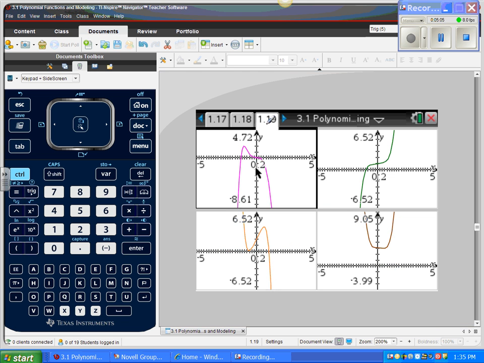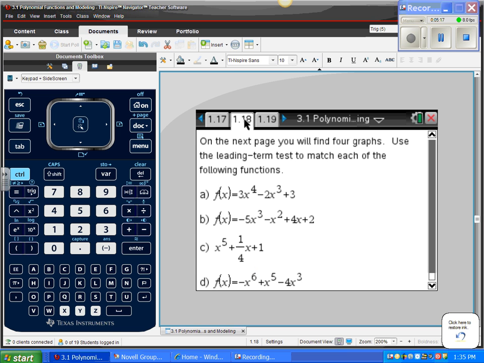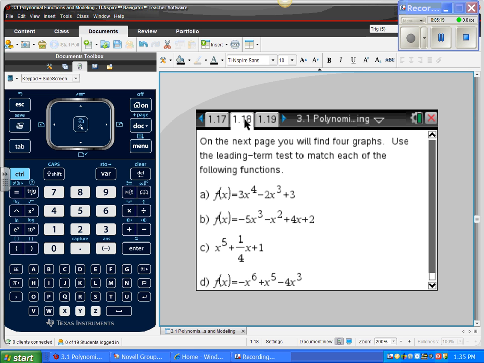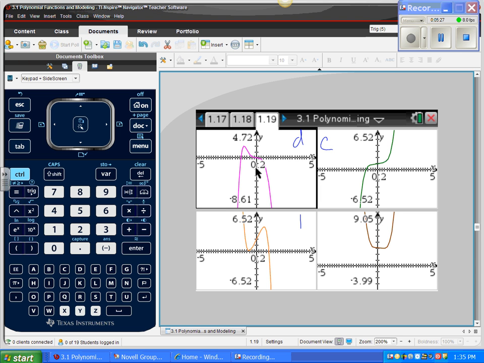So this was D, this was C. So we got to decide A, B. D, C, right? D, C, B, A. Okay? So that's your leading coefficient test, or leading term test. Okay? All right.